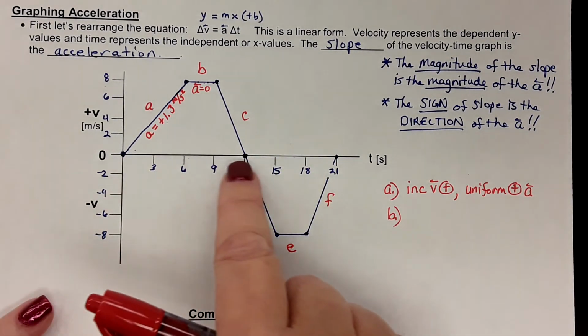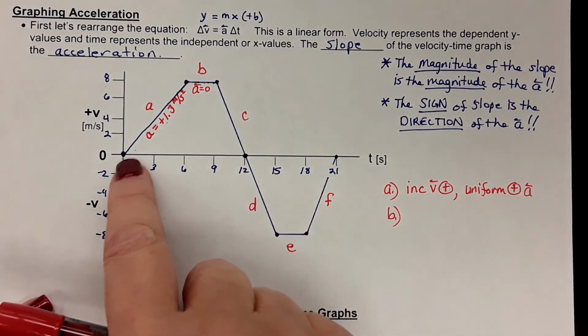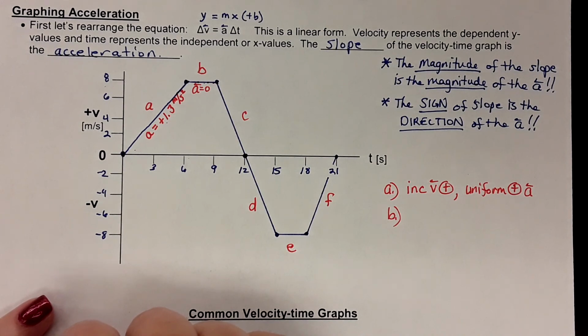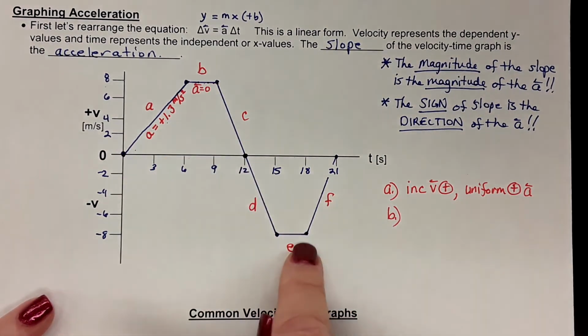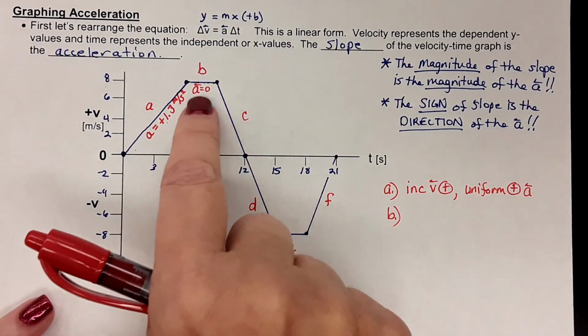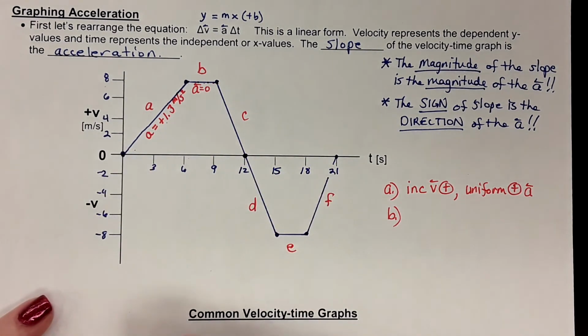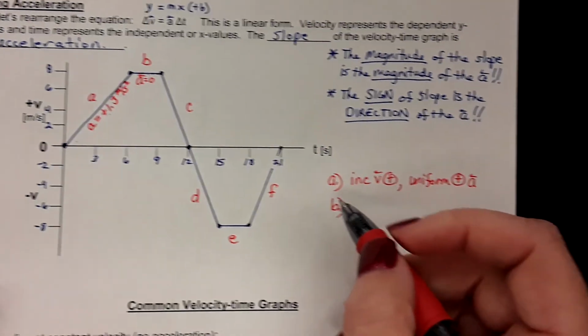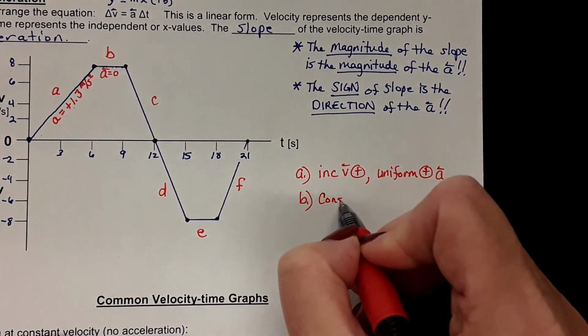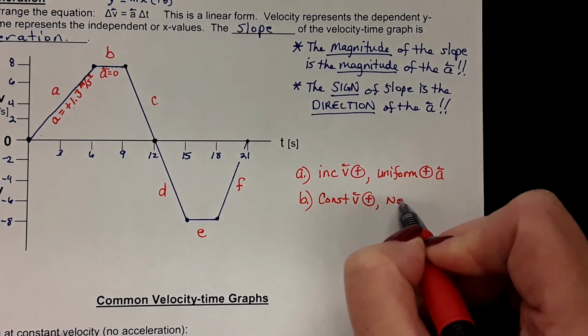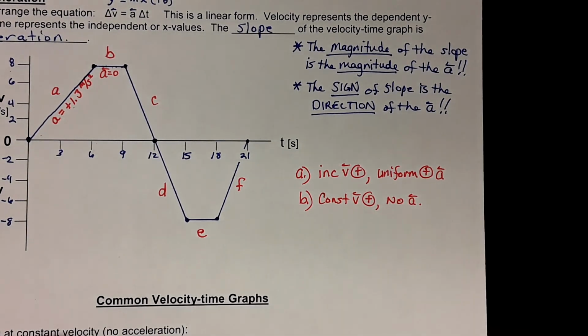So right at 0 seconds and at 12 seconds, your velocity is 0. Oh, and at 21 seconds, your velocity is 0, but not here and not here, okay? Zero slope, zero acceleration on a velocity time graph, okay? So part B, we have constant velocity in the positive direction, no acceleration, okay?